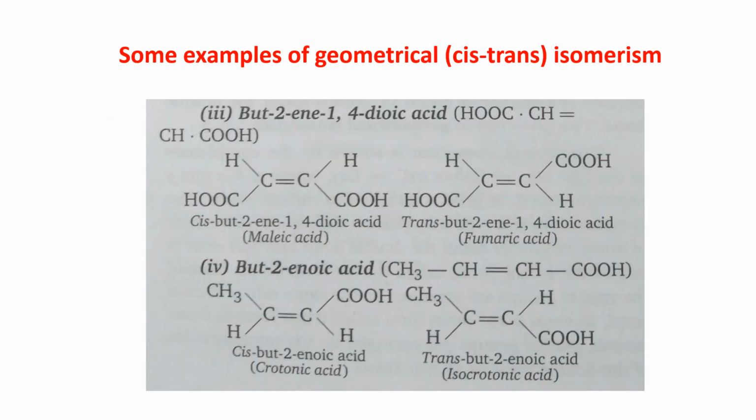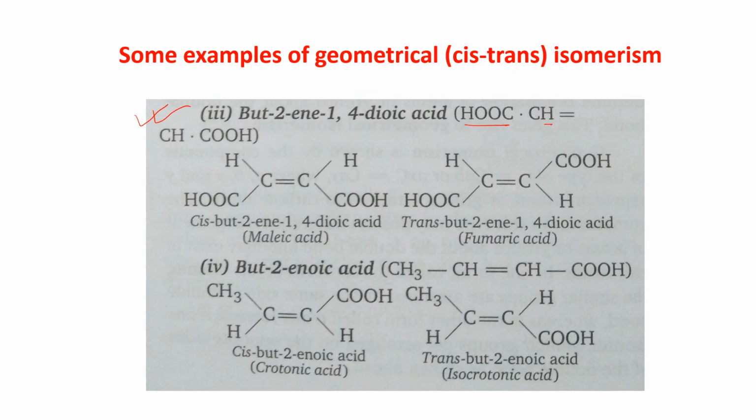Now some more examples of geometrical isomerism. The third one is but-2-ene-1,4-dioic acid. The formula of this compound is COOH-CH=CH-COOH. So here you can see that COOH is one group present and another is hydrogen, that is another atom is present.